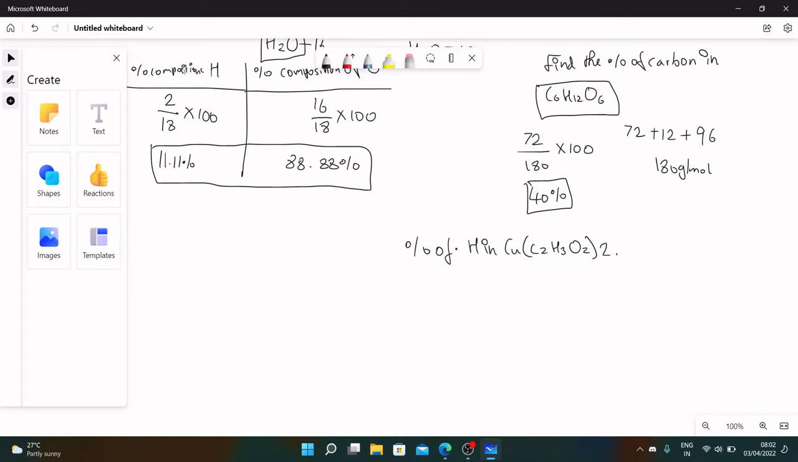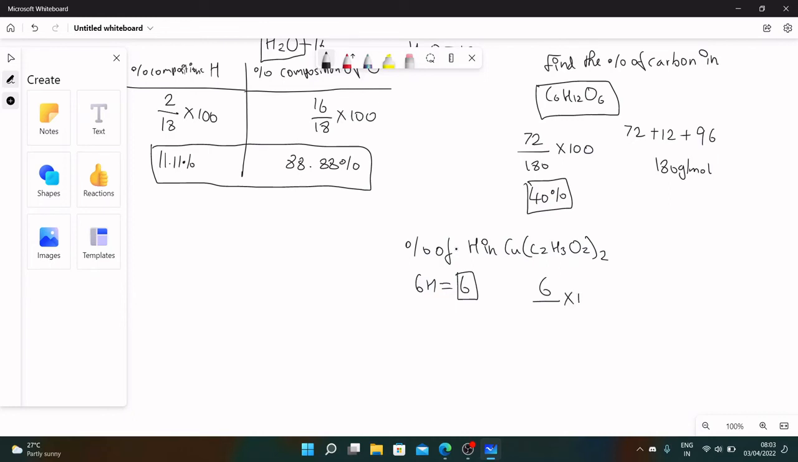We need to look at the total number of hydrogen atoms in the compound first. Inside the brackets we have 3 hydrogen, and the brackets contain this polyatomic ion, the acetate ion. There are 2 acetate ions, with 2 as a subscript on the outside. So all you have to do is 3 hydrogen into 2. 3 into 2 is 6. So you have 6 hydrogen, 6H. Since hydrogen's atomic mass is 1, the value is 6. Your numerator is 6.